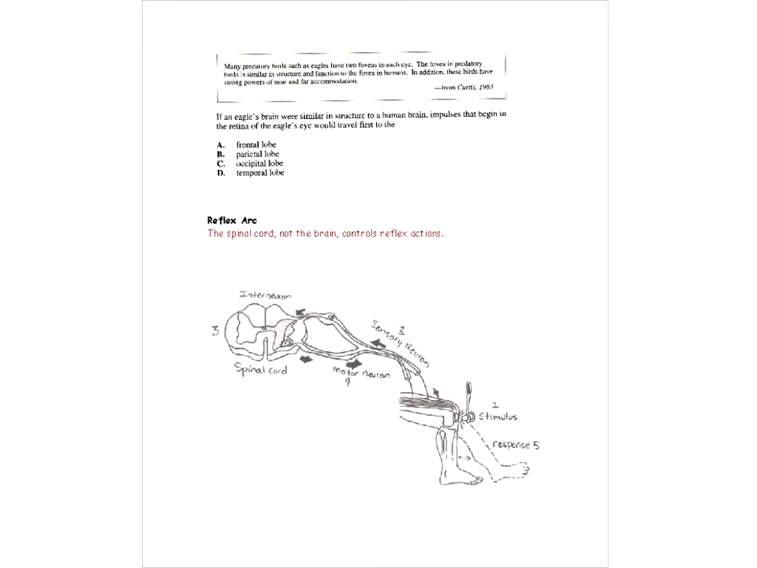The question says, if an eagle's brain were similar in structure to a human brain, impulses that begin in the retina of the eagle's eye would travel first to the, is it frontal lobe, parietal lobe, occipital lobe, or temporal lobe? Well, remember, the eye has to do with the occipital lobe, so the answer would be C for this one.